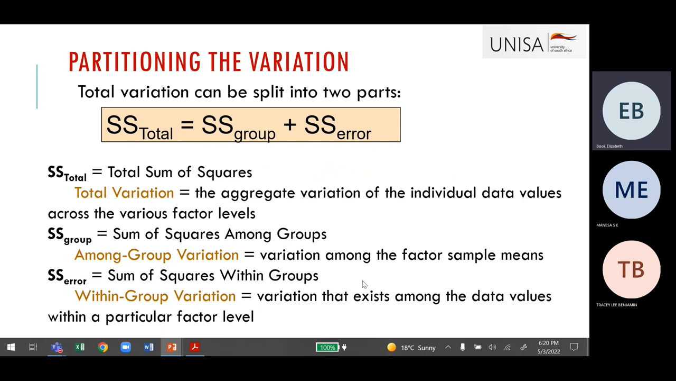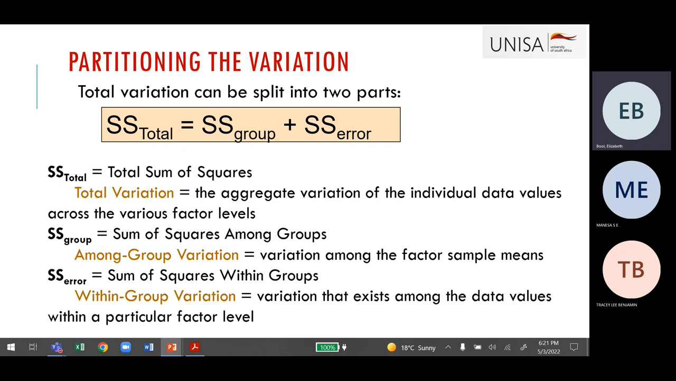Okay, so how are we going to calculate the ANOVA? We need to understand certain definitions or certain calculations. In order for us to calculate the one-way analysis of variance, we need to make sure that we understand that with an ANOVA, we always want to calculate what we call the total variance. And a total variance is partitioned into two parts. What do we mean by the total variance? The total variance can also be referred to as the sum of squares, or the total sum of squares, which is just the aggregation of the variation of individual data values across the various factor levels.